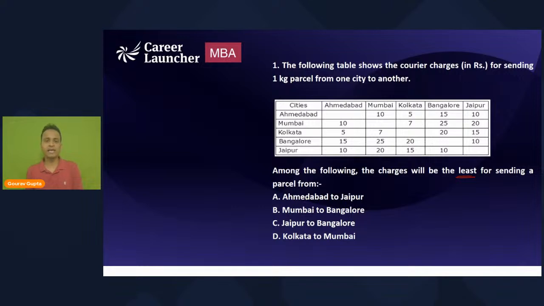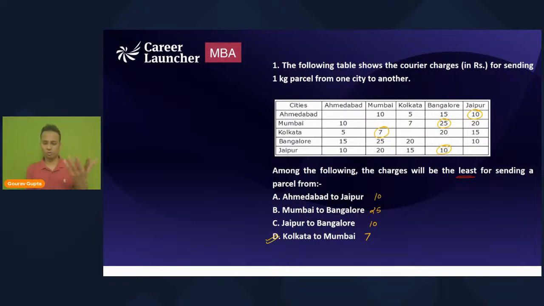So in the first case, Ahmedabad to Jaipur, the value is rupees 10. Mumbai and Bangalore, the value is 25 rupees. Jaipur and Bangalore, the value is 10 rupees. And finally, Kolkata and Mumbai, the value is 7 rupees. Now, I have to find out which of the following is least. So the correct answer should be option D, that is Kolkata to Mumbai.